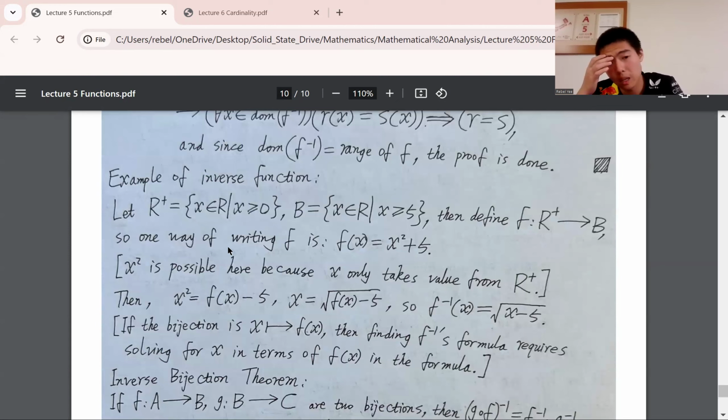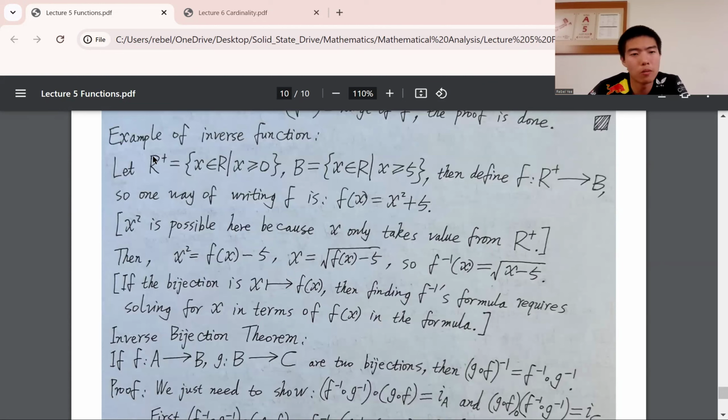Okay, so let's see one example of an inverse function. So the first thing I want to show is, for example, first define what R plus means. It means all of the real numbers that are greater or equal to 0. So this character always means non-negative real numbers. And if you use a plus sign like that, that means all the positive real numbers, because positive is a greater positivity than non-negative. So this is our tradition to use the notation here.